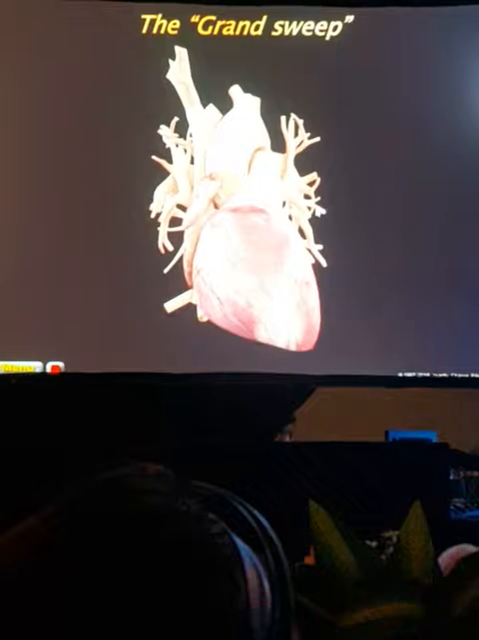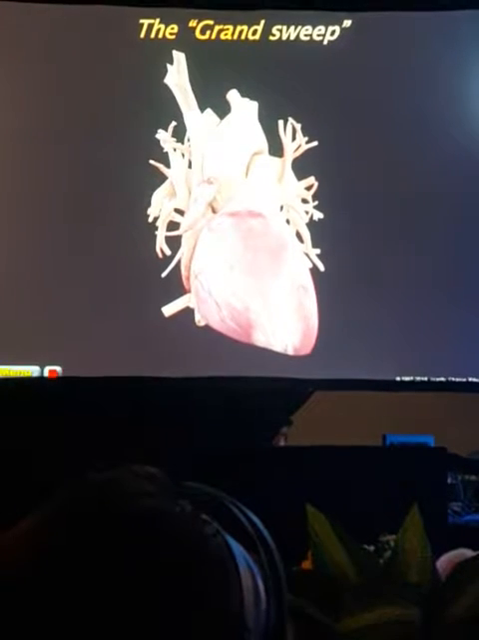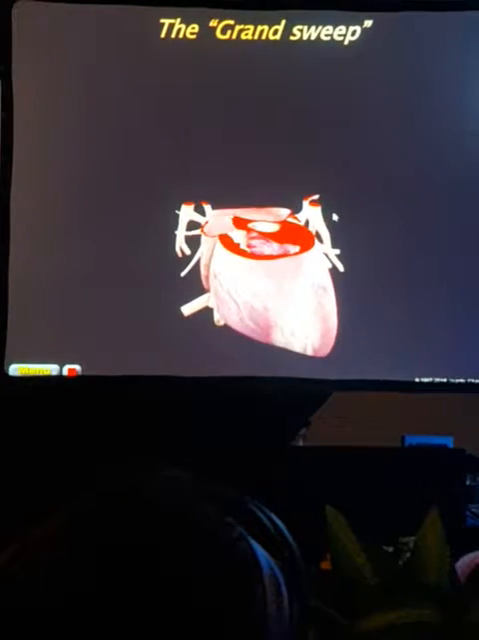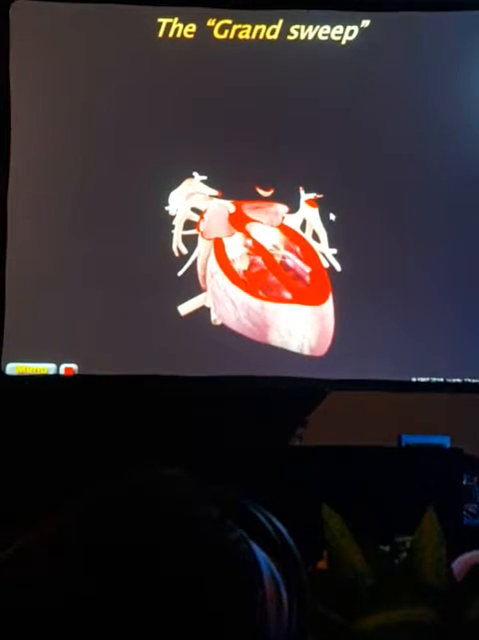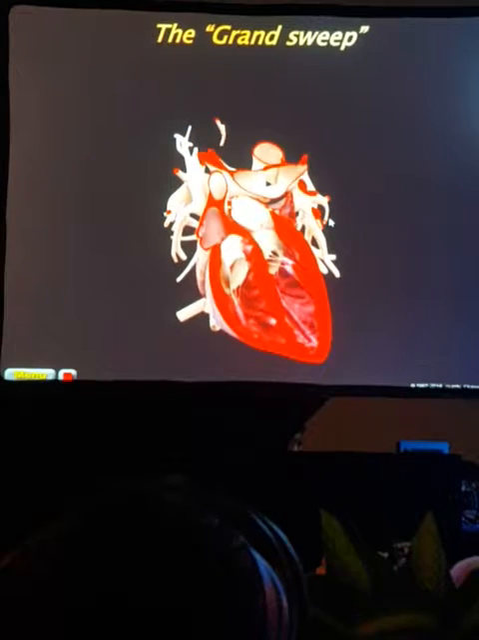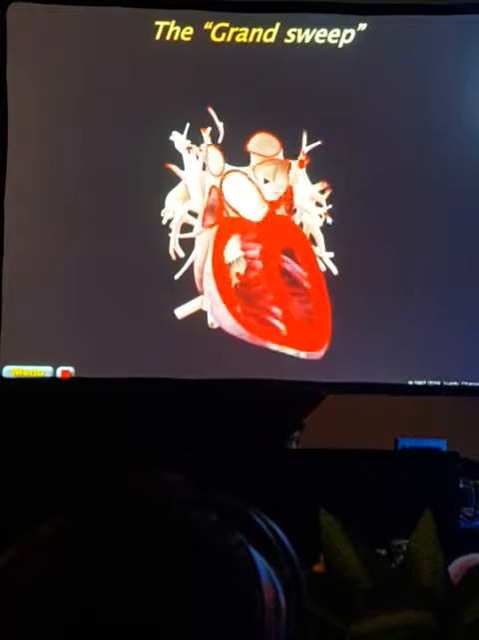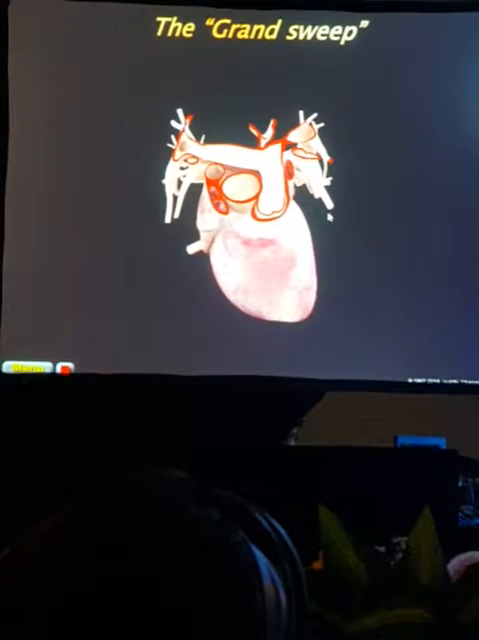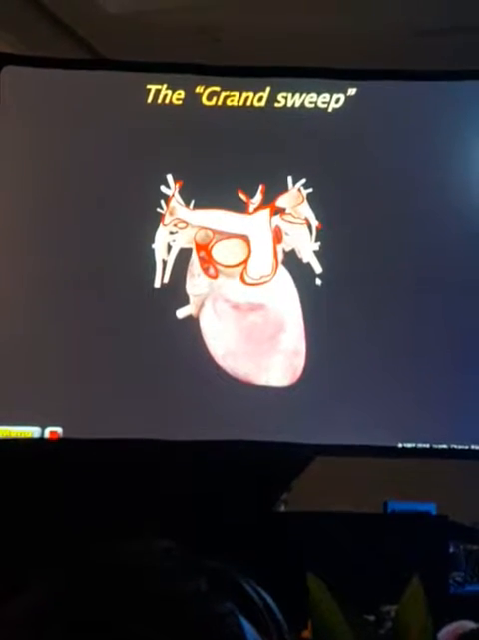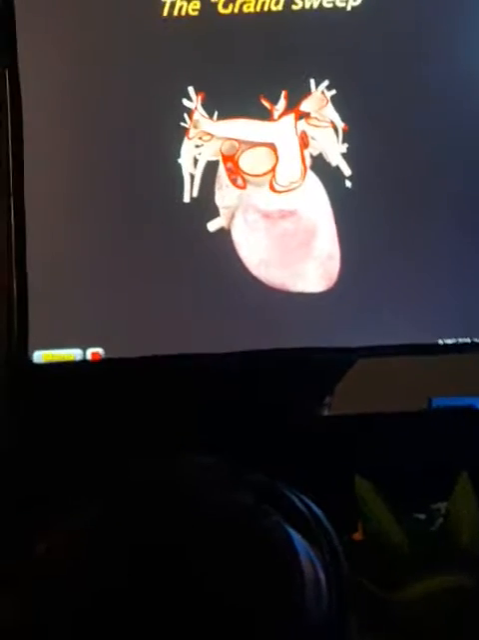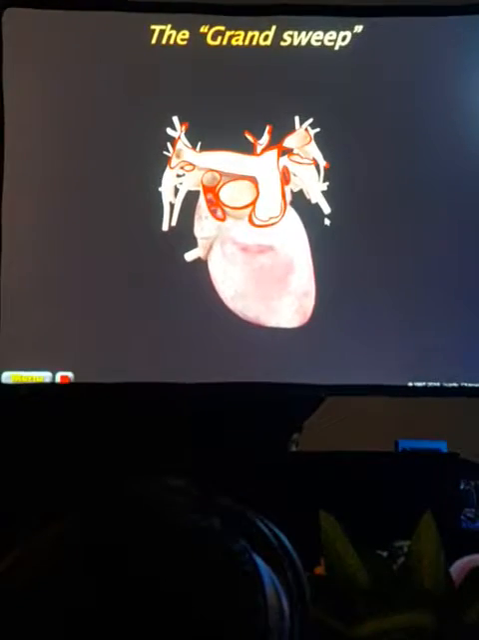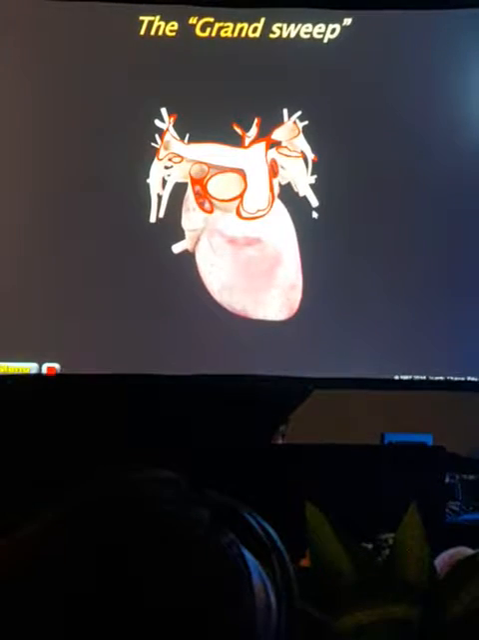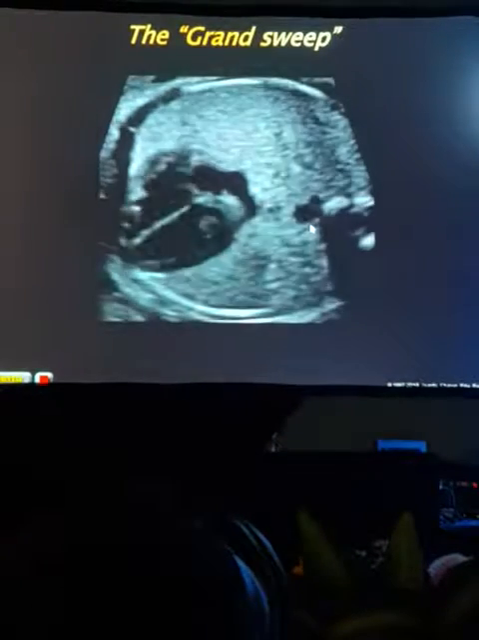So fundamentally what I have told you up to now is the grand sweep. You start at the four chamber view, you do all the measurements you need in the four chamber view. Once you have done that, you extend this section a little bit higher, you have the left outflow tract, move to the right outflow tract, and move to the three vessel view. If you can do that properly and the baby is cooperating, in 10-12 seconds, you have eliminated 99.9% of the cardiac anomalies. So this is a very efficient way to do the scanning.